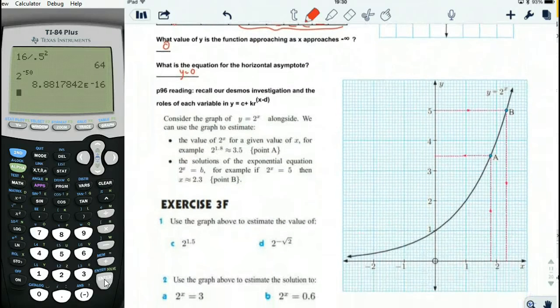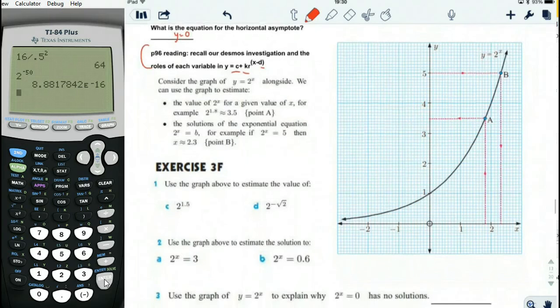Okay, so it says here, just think back to our Desmos investigation about the role of each of these numbers like C, K, and D, and we're going to use that later during our problem solving here. So now this is the same graph that we just saw above, but it's showing you how you can use the graph to find solutions that are not whole number exponents, for example.